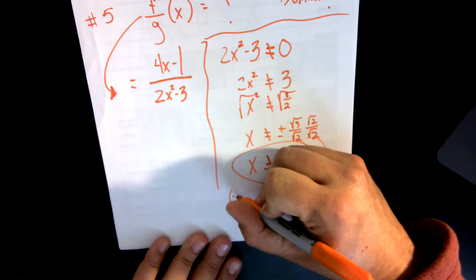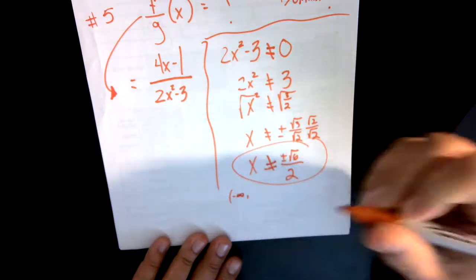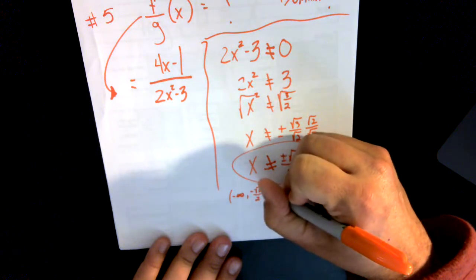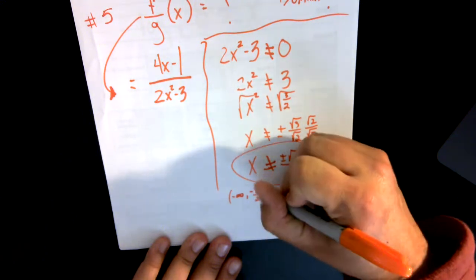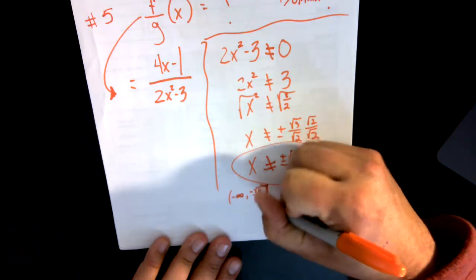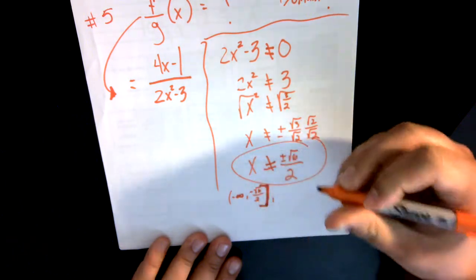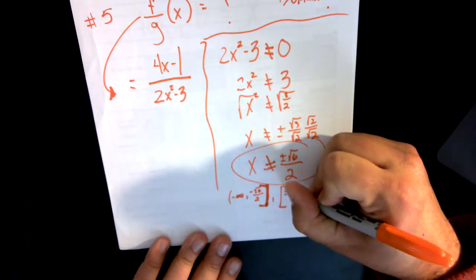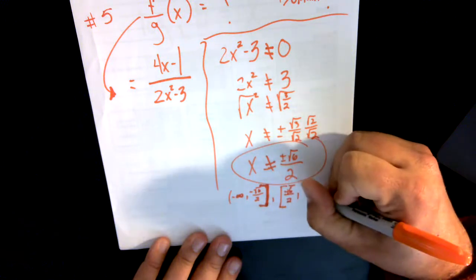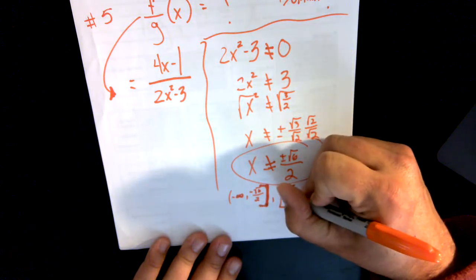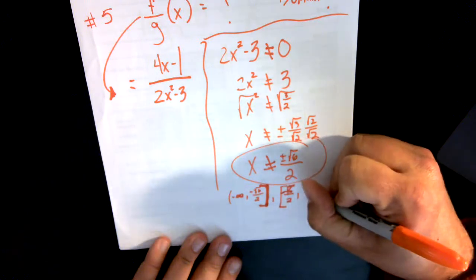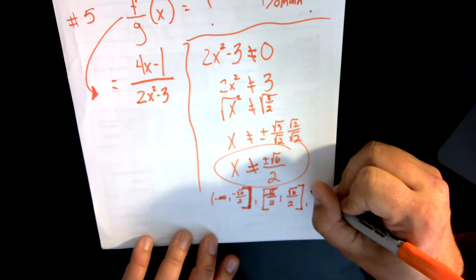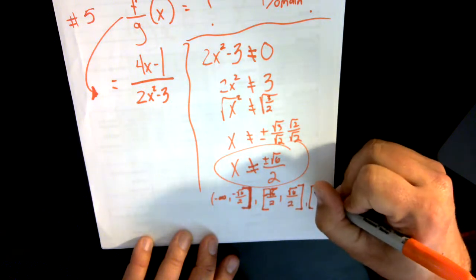The domain goes from negative infinity to negative radical 6 over 2, and then I'm not allowed to be there. And then it goes from negative radical 6 over 2 to positive radical 6 over 2. And then it goes from positive radical 6 over 2 to positive infinity.